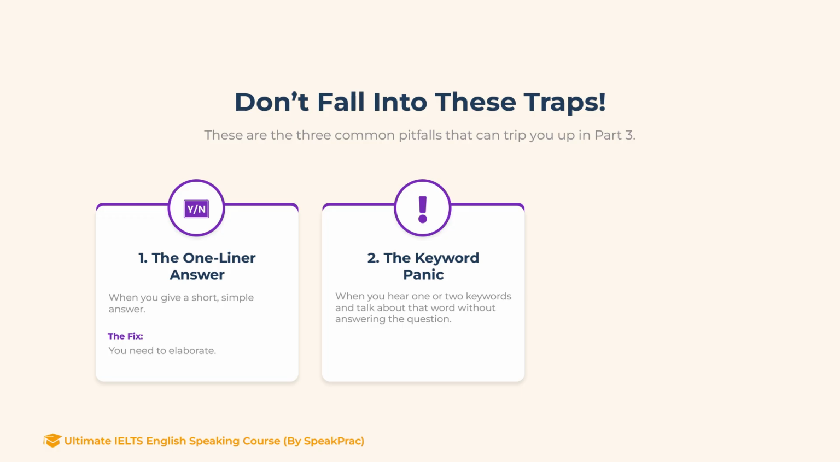For example, the examiner asks, to what extent has technology impacted the way people socialize in your country? The student hears technology and socialize, and just starts listing different social media apps, thinking that the question is all about social media. They never actually answer the to what extent part of the question. You really have to listen to the entire question carefully.